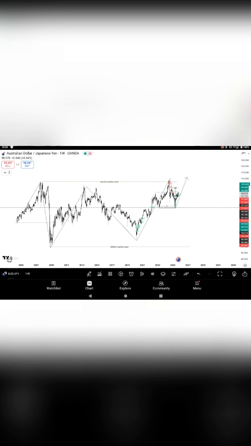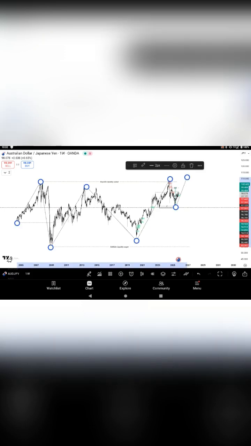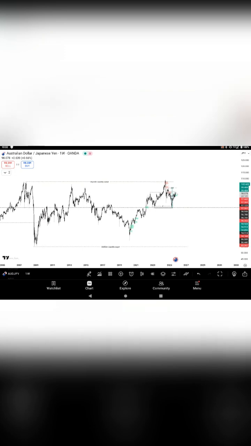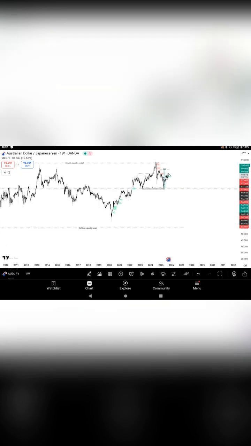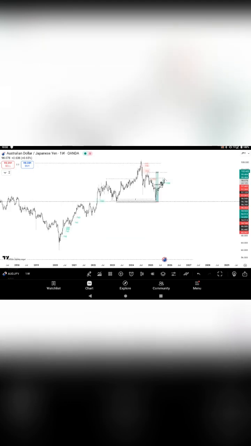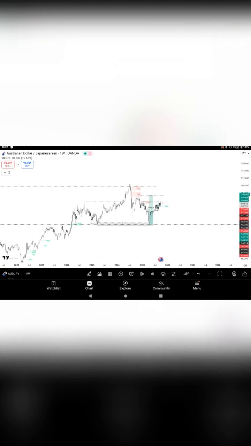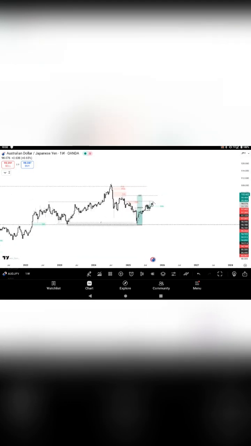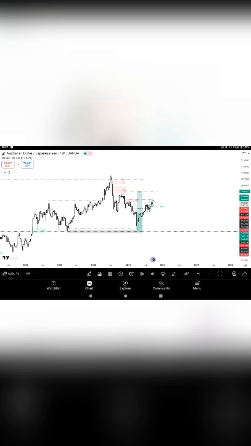I'm not saying that cannot be. I trade higher time frames. Okay, my analysis starts from higher time frames. So I'm strongly bullish as of now on AUDJPY. Now, what else can you do?